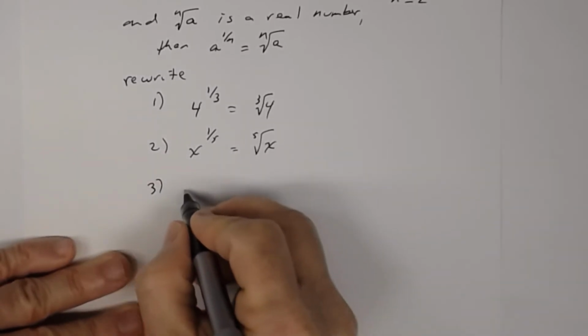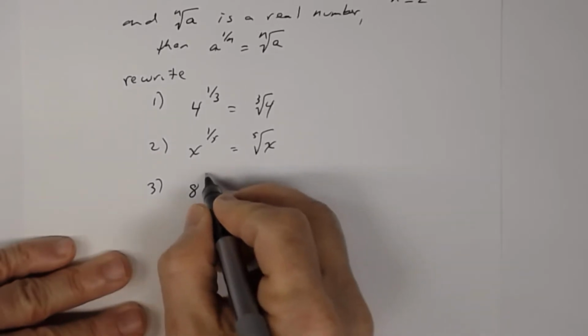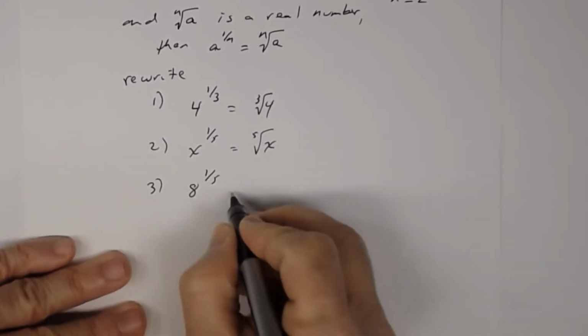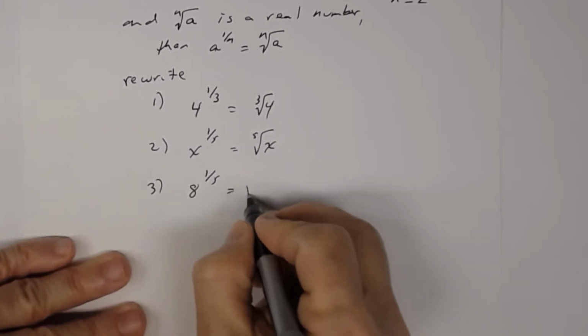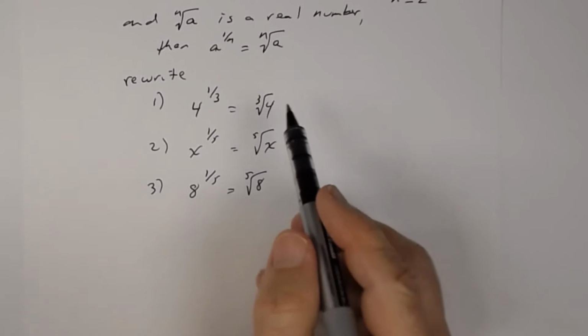3, let's say 8 to the 1/5. So 8 to the 1/5, the index is 5, right? So it means the 5th root of 8, and so on. All right? So you see what that means, right?